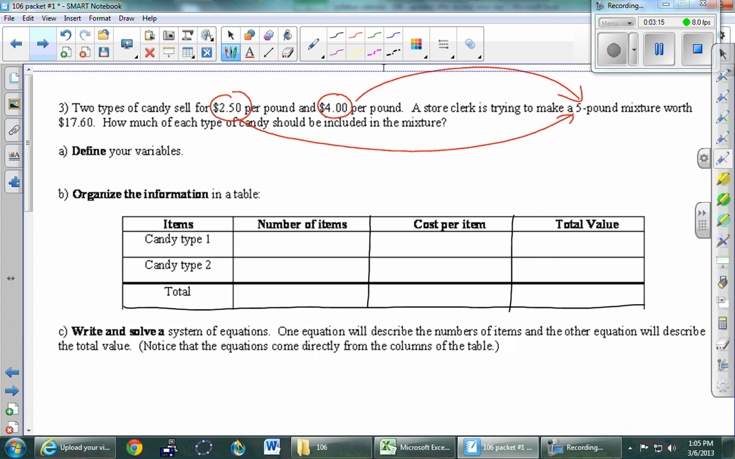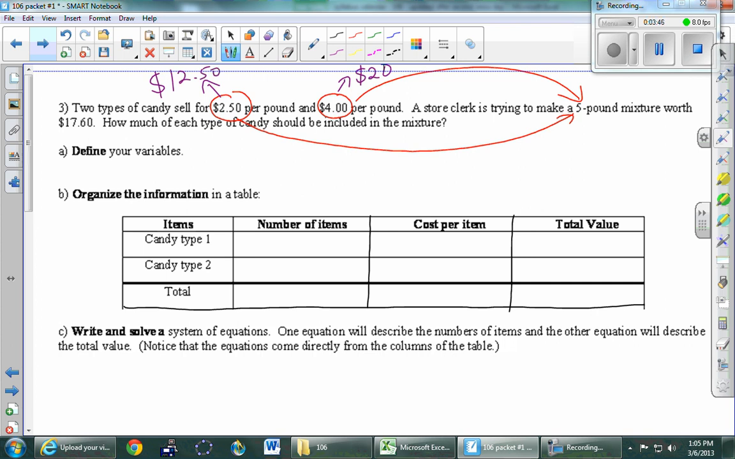So how are we going to make something that's 5 pounds that's worth $17.60? Well, we're not going to use only one or only the other. We're going to use some combination of the 2. Some of the expensive stuff, some of the cheaper stuff. One little thing that we can do here is we can decide which candy we think we're going to use more of. You just told me that if we did all this candy, it would cost $20, and if we did all this candy, it would cost $12.50.